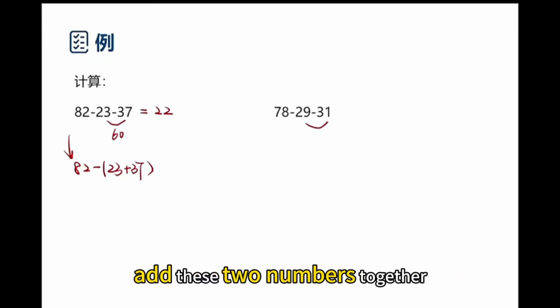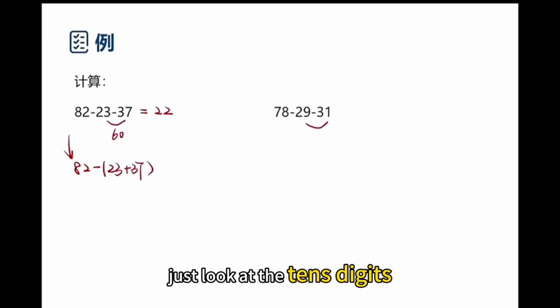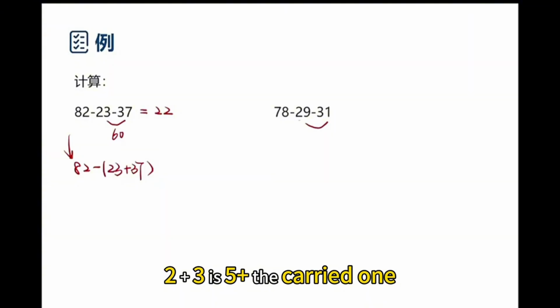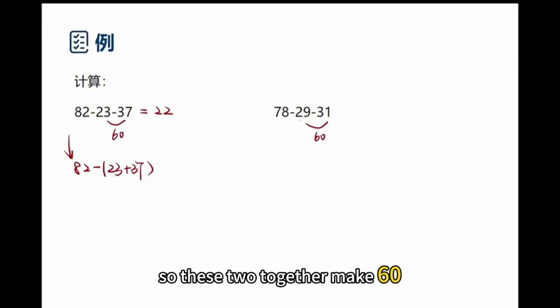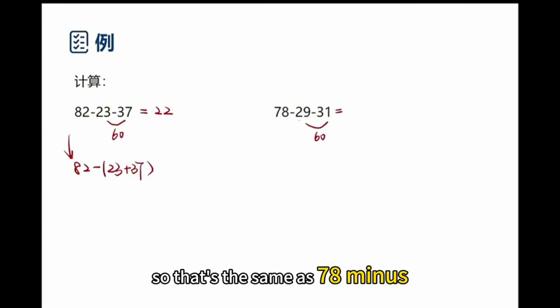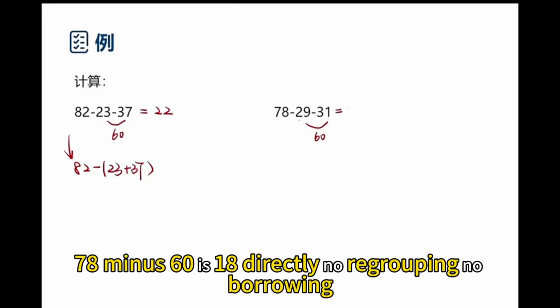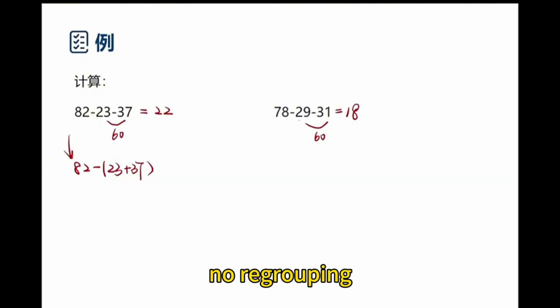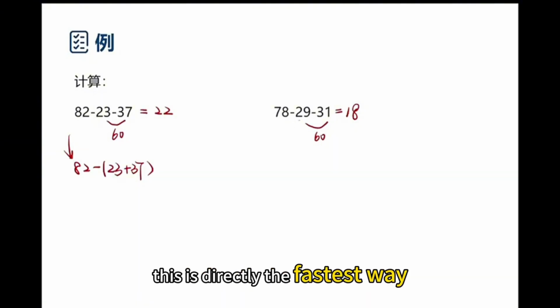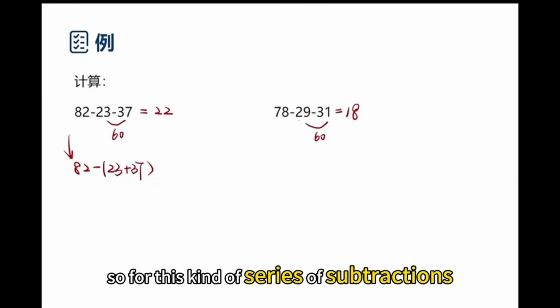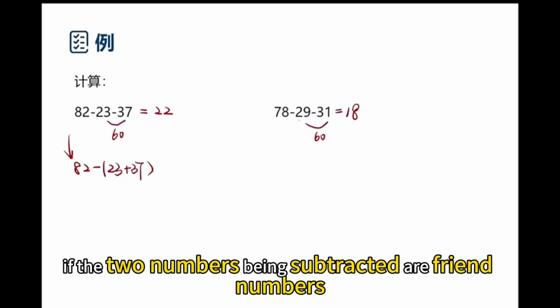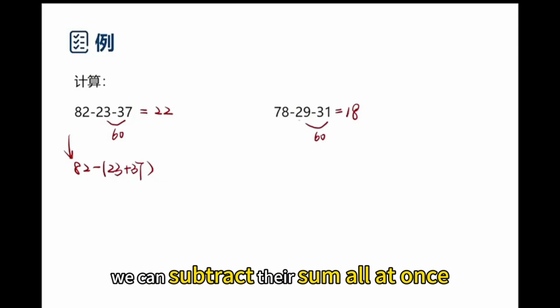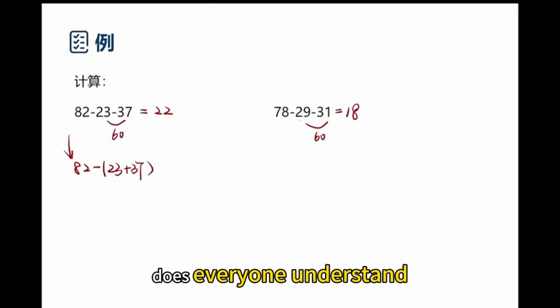Add these two numbers together. Just look at the tens digits. 2 plus 3 is 5, plus the carried 1. So these two together make 60. So that's the same as 78 minus 60. 78 minus 60 is 18 directly. No regrouping, no borrowing. This is directly the fastest way. Okay, so for this kind of series of subtractions, if the two numbers being subtracted are friend numbers, we can subtract their sum all at once. That's the meaning. Does everyone understand?